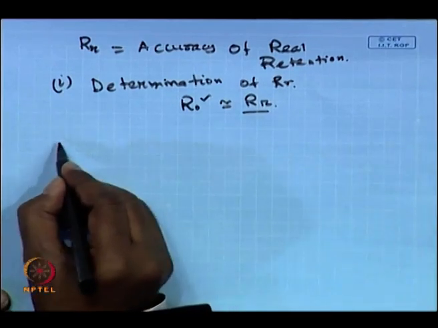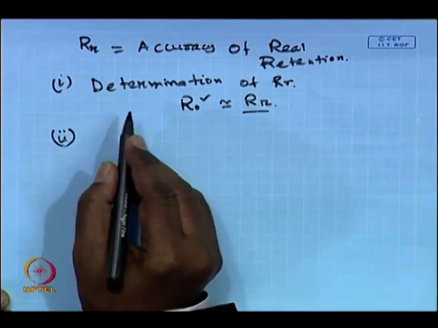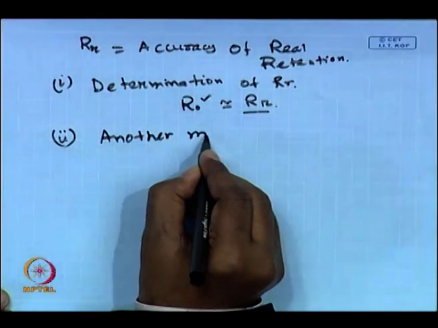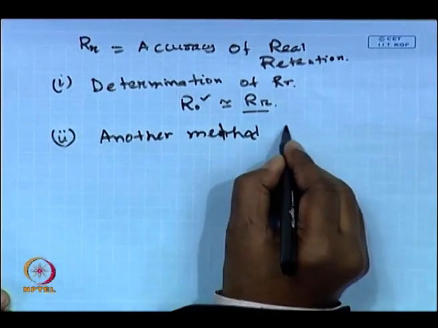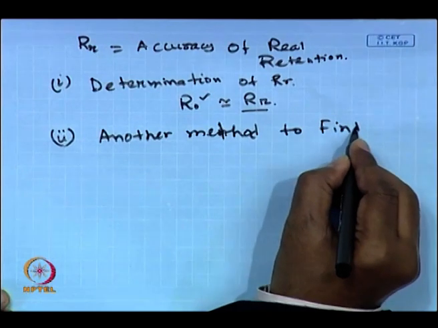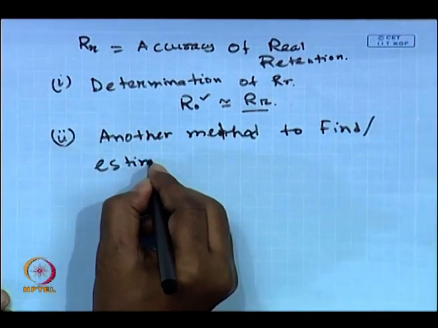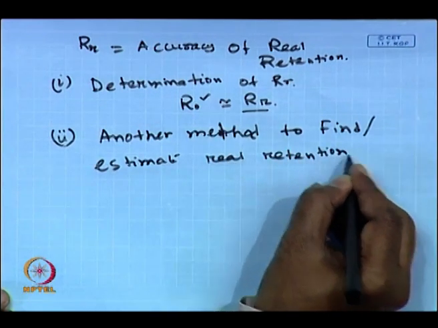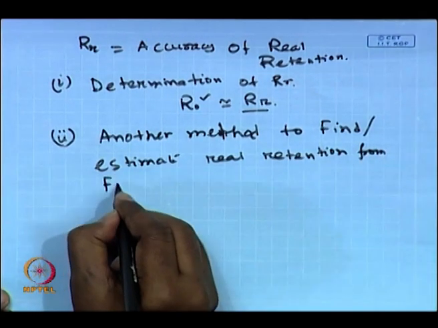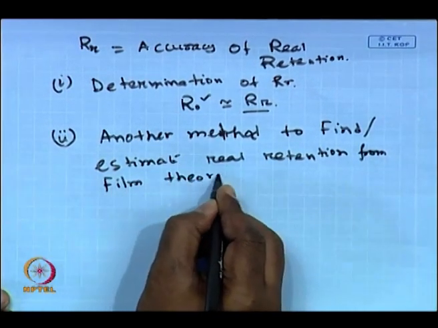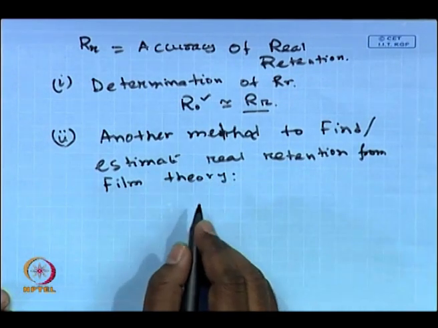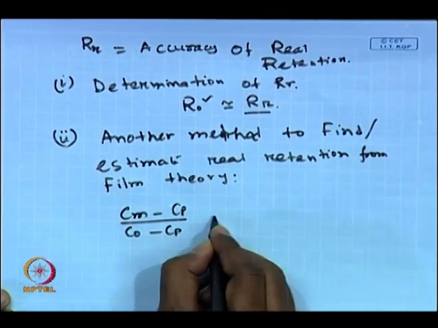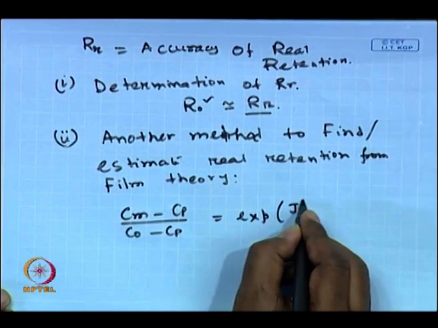Then another method to find or estimate the real retention is from the film theory. If you look into the expression of film theory, Cm minus Cp divided by C naught minus Cp is equal to exponential j by k.